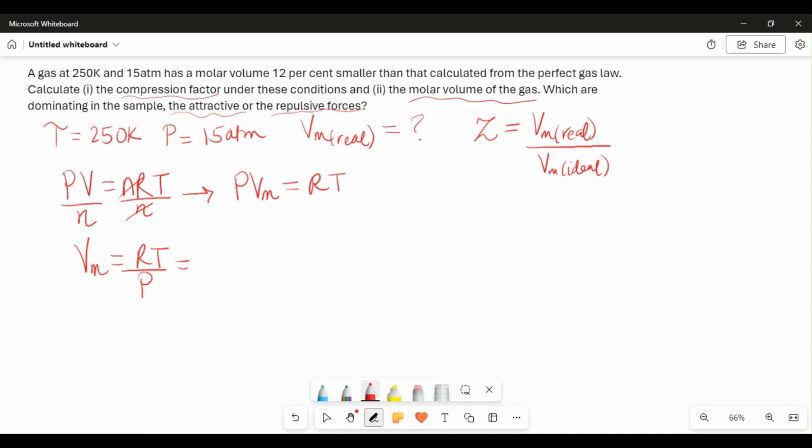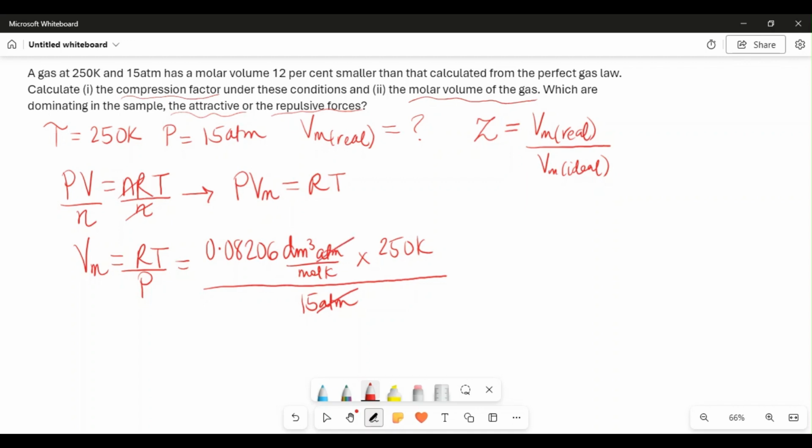So we start to substitute. The gas constant is 0.08206 dm cubed atmosphere per mole Kelvin, that's the unit, times the temperature, which we're given to be 250 Kelvin, and then divided by the pressure, which we know to be 15 atmospheres. Cancel out the atmospheres, cancel out the Kelvins, which makes sense, right? dm cubed is the unit for volume, mole is the unit of number of moles. So dm cubed per mole is molar volume's unit, which is correct.